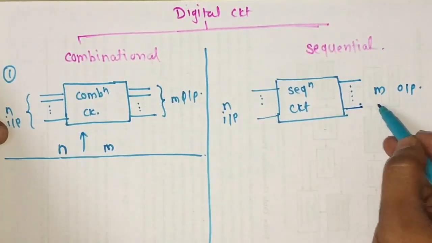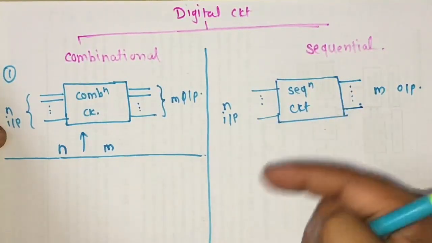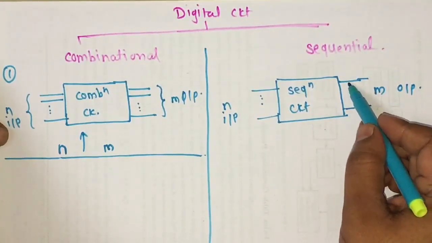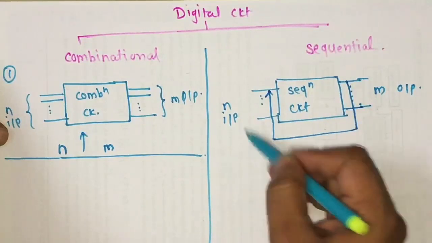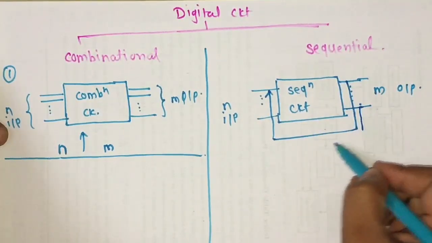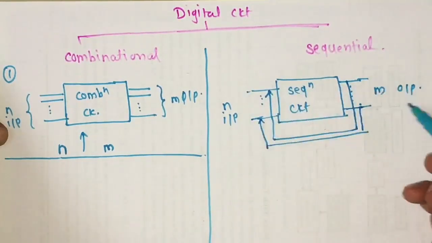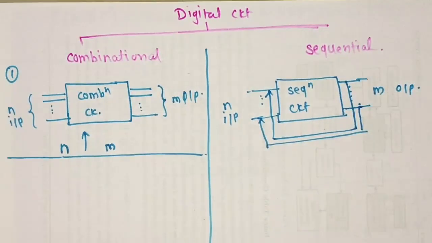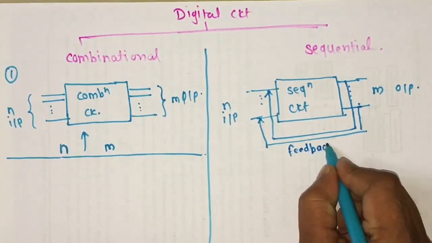So the output of this circuit depends on the current input, also called the present input, as well as past output. In order to get the past output, we have to provide a feedback path from the output side to the input side. These lines indicate the feedback path. Here you will see the output is again given to the inputs. This path is called the feedback path.